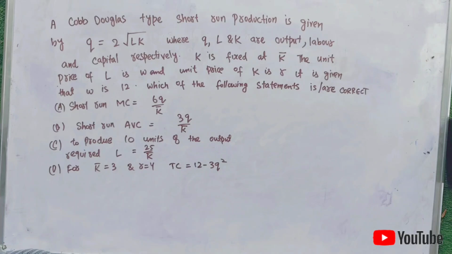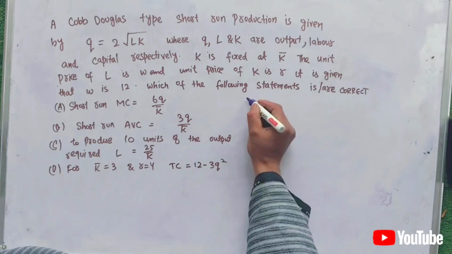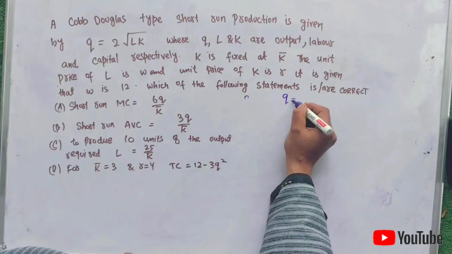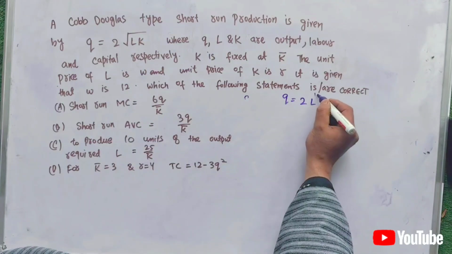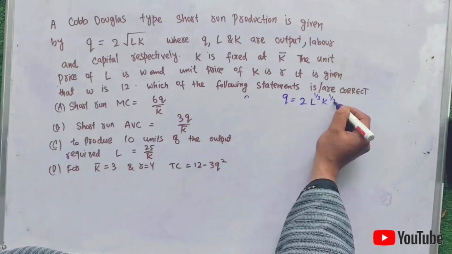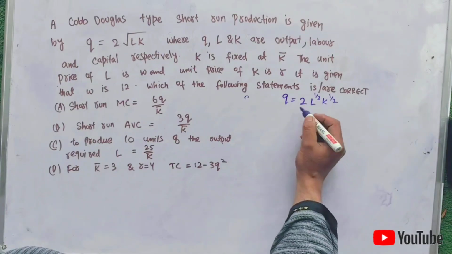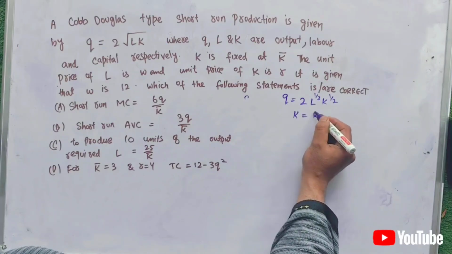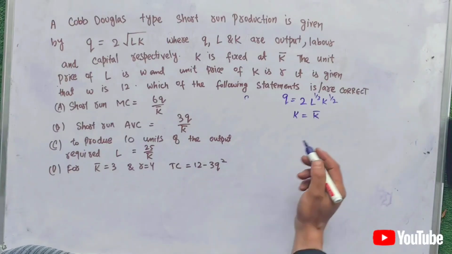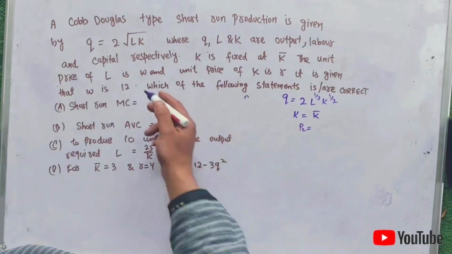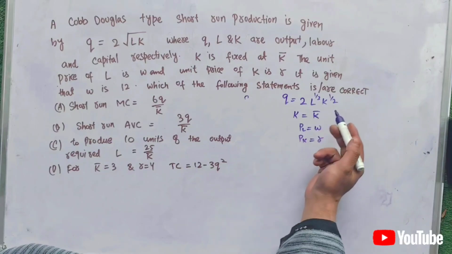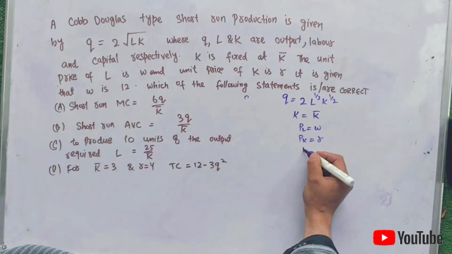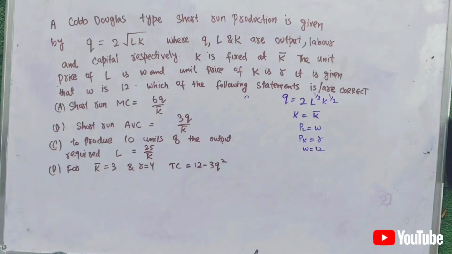So we have the short-run Cobb-Douglas production function, that is our Q is equal to twice, so in place of under root LK, can I write L raised power 1 upon 2, K raised power 1 upon 2. Okay, simple thing. We are being told that K is fixed at K bar. Price of L is being given as W. Price of capital is R, and we are also being told that the value of W is 12. Okay, we need to find which of the following options is or are correct.